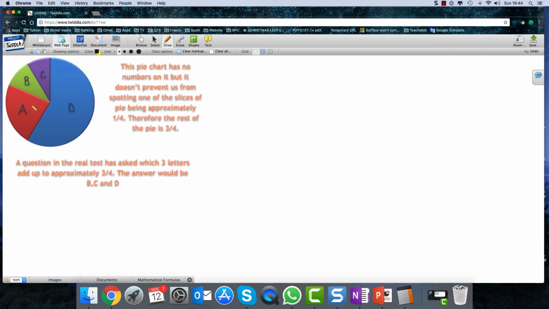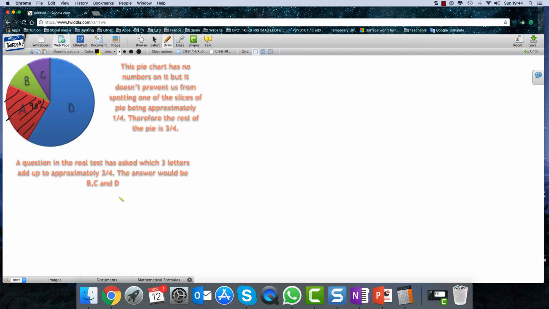If you look at this red slice of pie here, this is by no means perfect, but this is approximately 90 degrees. It probably looks slightly under 90 degrees to my eye, but it's close enough. So if we recognize that this red portion here is a quarter, it must mean that the rest of the pie adds up to 3/4. And that gives you your answer in this question. It would be categories B, C and D that add up to 3/4.